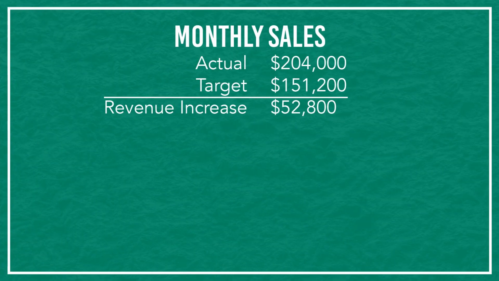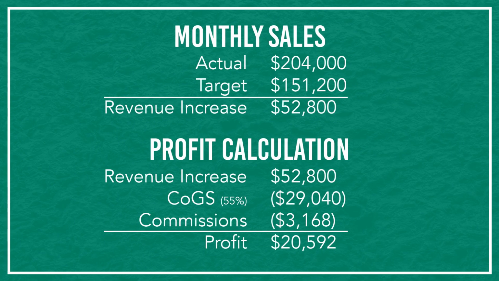So the dispensary went from $151,200 in target sales to $204,000 in actual sales, increasing their revenue by nearly $53,000. Now, to find the profit, subtract the cost of goods sold, which for this dispensary is 55%, so $52,800 times 55% is $29,040 in COGS. Lastly, you can then pay out your commissions totaling $3,168, and that results in a $20,592 increase in profit per month.